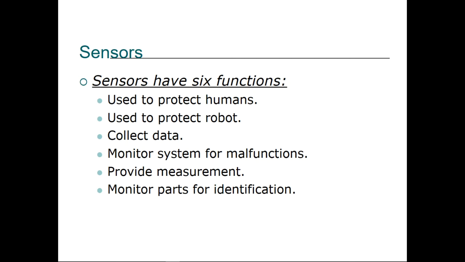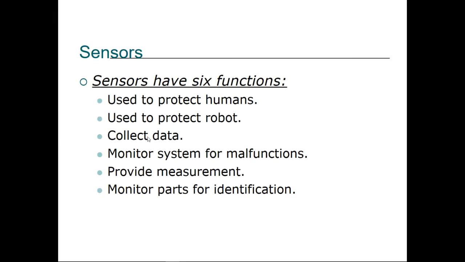They're also used to protect the robot, to collect data, to monitor the system for malfunctions, to provide some sort of measurement, or to monitor various parts and/or to identify those parts. Okay, so those are our 6 functions. And then as I mentioned before, we can group these into 2 categories. They can either be of a contact nature or non-contact nature, and they can also have 2 types of signals.